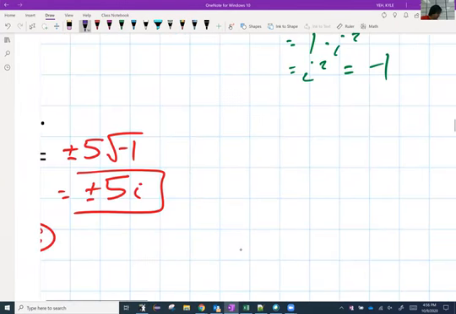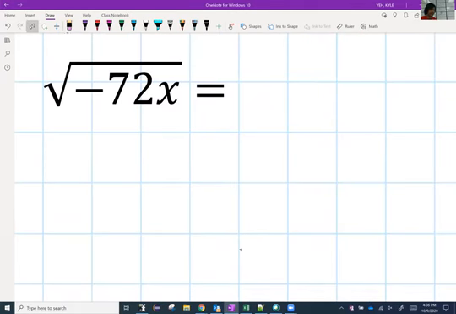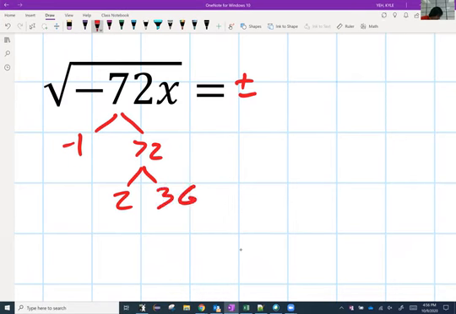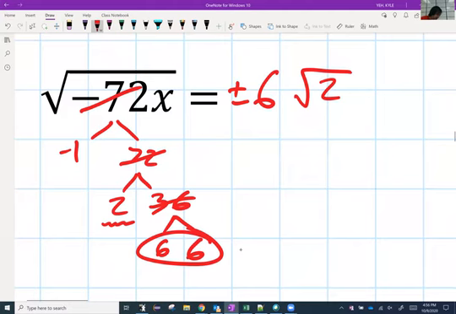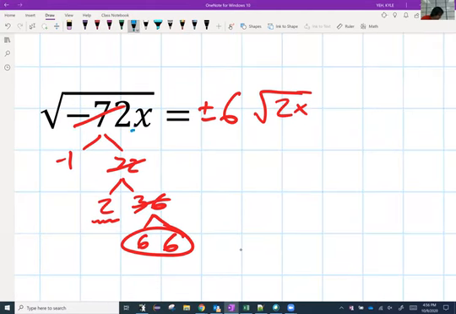All right, square root of negative 72x. Okay, so it's plus or minus. I know I'm going to pull an i out. I know I have a negative 1 and 72. 72 is 2 times 36. 36 is 6 times 6. I'm liking that. So I can pull a 6 out. But I'm going to be left with my 2 on the inside, right? I'm also left with my x on the inside. If you notice, we only have one x, so we can't make a pair. So that's why the x is on the inside there.